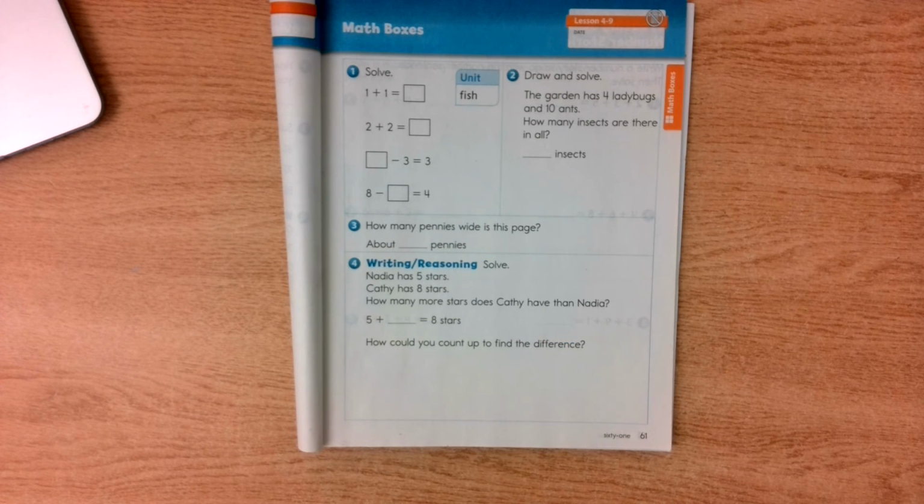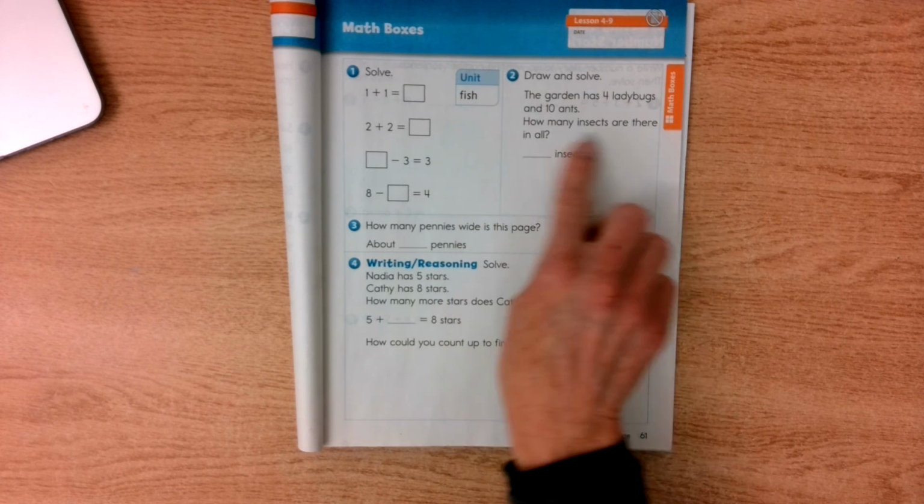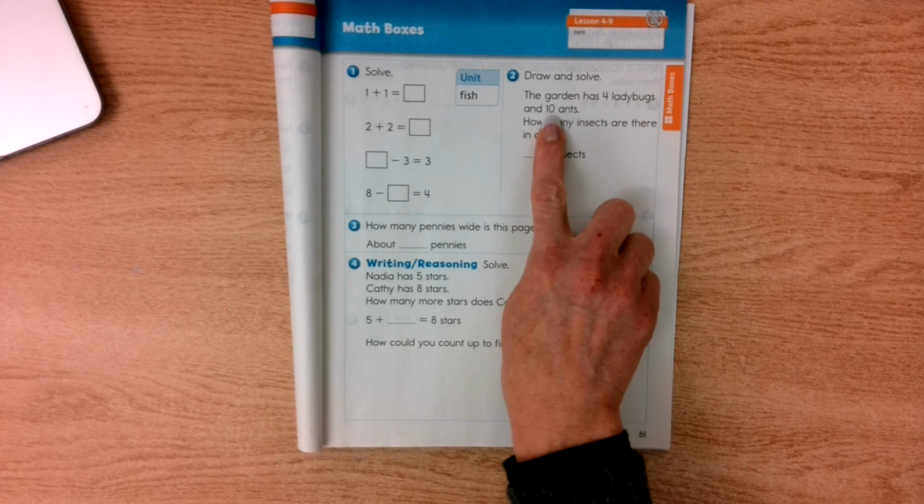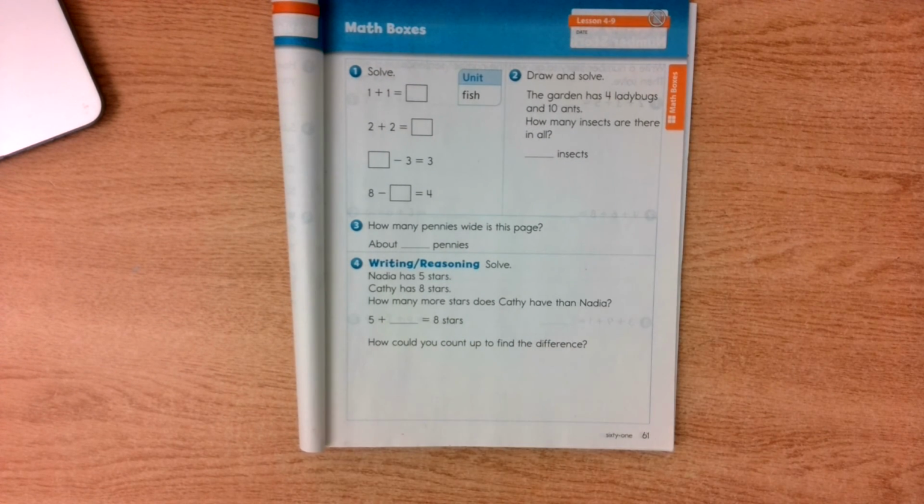Okay. Number 2, draw and solve. The garden has 4 ladybugs and 10 ants. How many insects are there in all? So put the number of insects here, but remember it says draw. So you're drawing 4 ladybugs and 10 ants on this space right here. Then you're going to tell me how many insects.